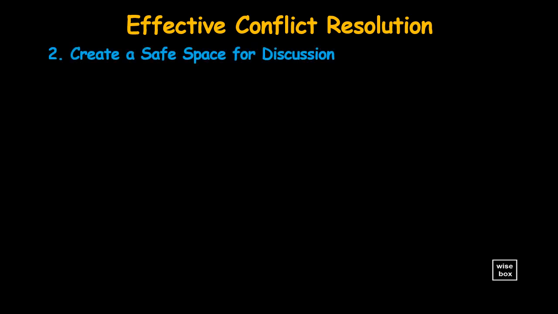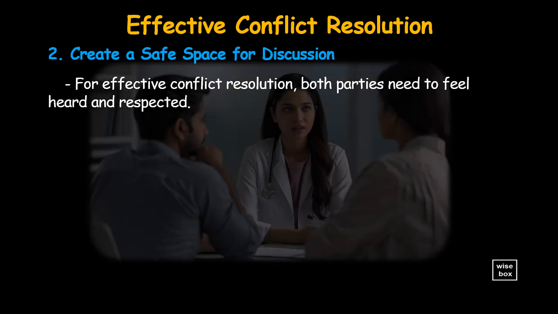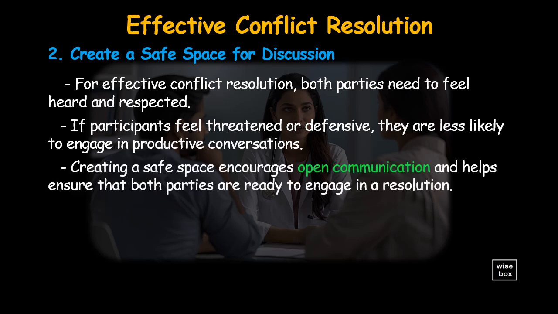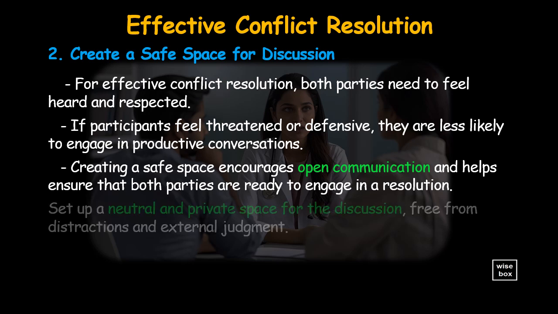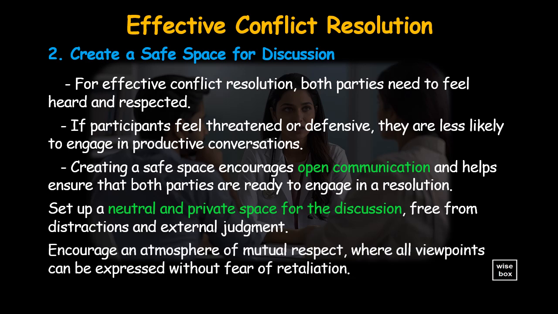2. Create a safe space for discussion. For effective conflict resolution, both parties need to feel heard and respected. If participants feel threatened or defensive, they are less likely to engage in productive conversations. Creating a safe space encourages open communication, and helps ensure that both parties are ready to engage in a resolution. Set up a neutral and private space for the discussion, free from distractions and external judgment. Encourage an atmosphere of mutual respect, where all viewpoints can be expressed, without fear of retaliation.